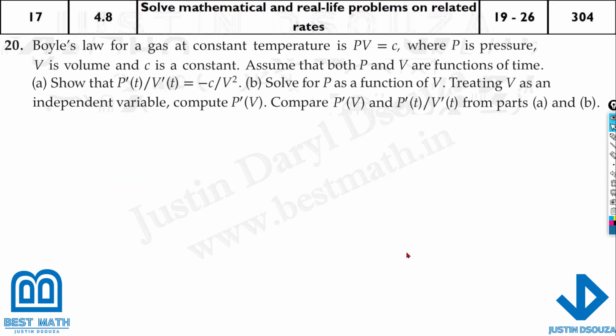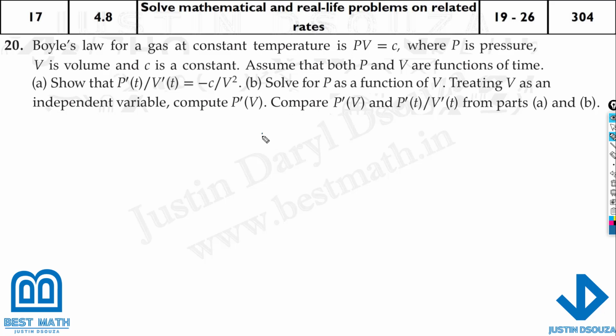We'll move on to the next problem. In this problem, we have been told Boyle's law for a gas at constant temperature is PV = C, where P is the pressure, V is the volume, and C is the constant. Assume that both P and V are functions of time. Show that P prime with respect to time divided by V prime with respect to time is equal to minus C by V squared. Basically, we have to just find the derivative over here.